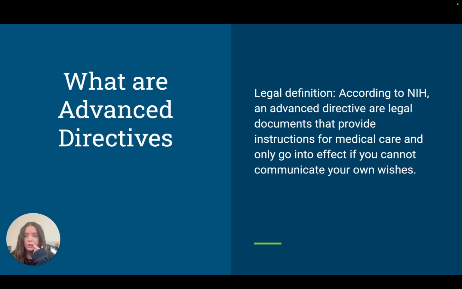So what are advanced directives? According to the NIH, advanced directives are legal documents that provide instructions for medical care and only go into effect if you cannot communicate your own wishes. These are basically legal documents where someone can outline their preferences for medical care in the event they become unable to make decisions for themselves. It usually addresses treatments such as life support, resuscitation, artificial feeding, or long-term care decisions. You can think of it as a way of planning ahead. It helps ensure that both family members and the medical team know exactly what the patient would want in this difficult situation.